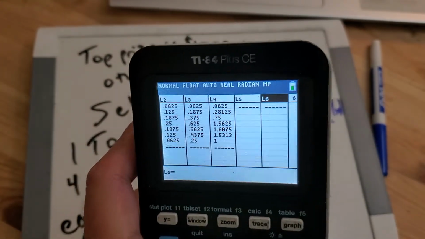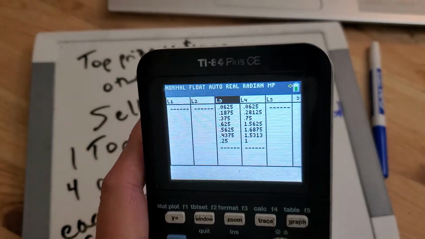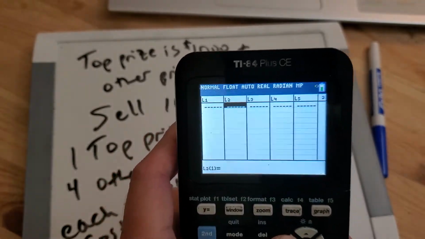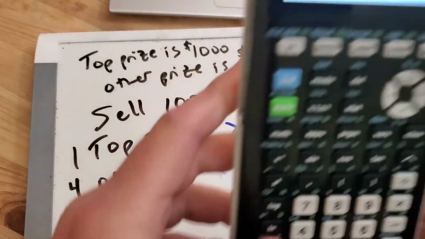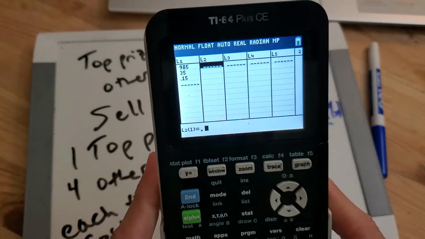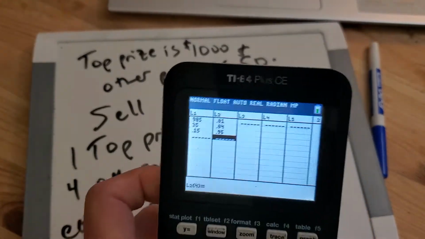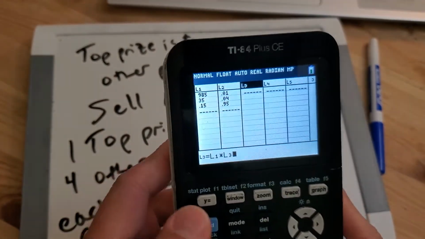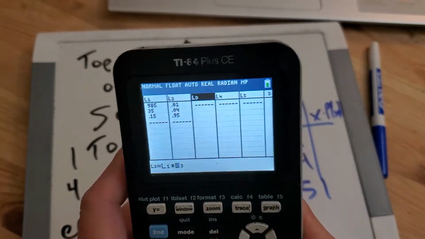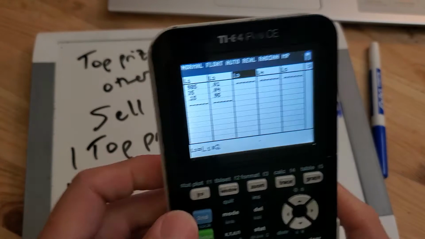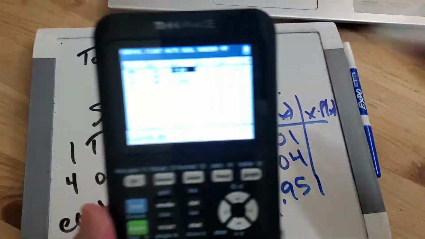Now, what I can do is I can put this information into the calculator. All right, so let's put this information here. I got 985, 35, negative 15. I got 0.01, 0.04, 0.95. Then I can make L3 equal L1 times L2. That's good, Jeff. So, I don't know why I did it all in the calculator. Just to remind you guys that you can if you want to.